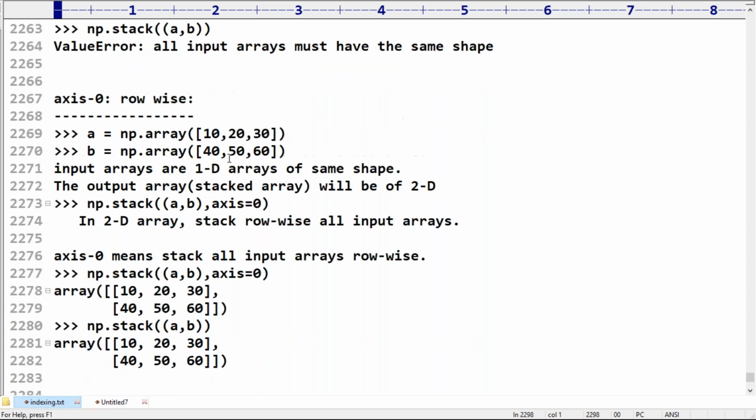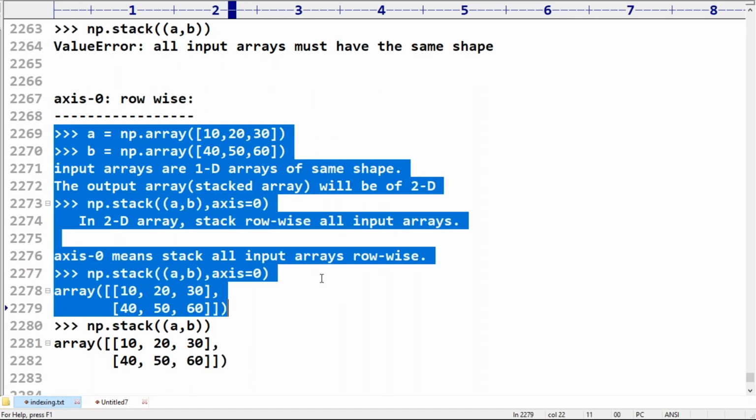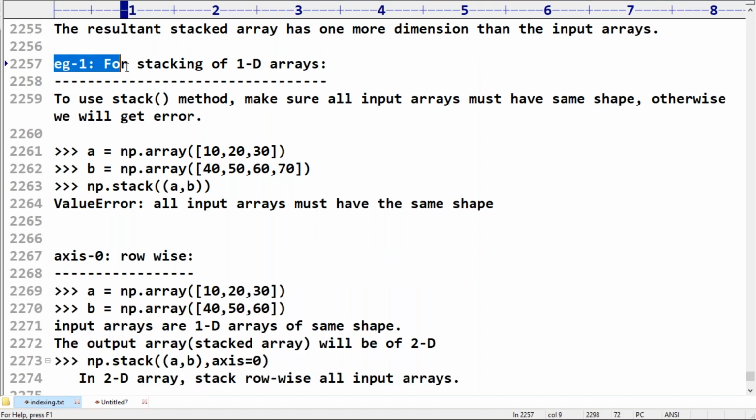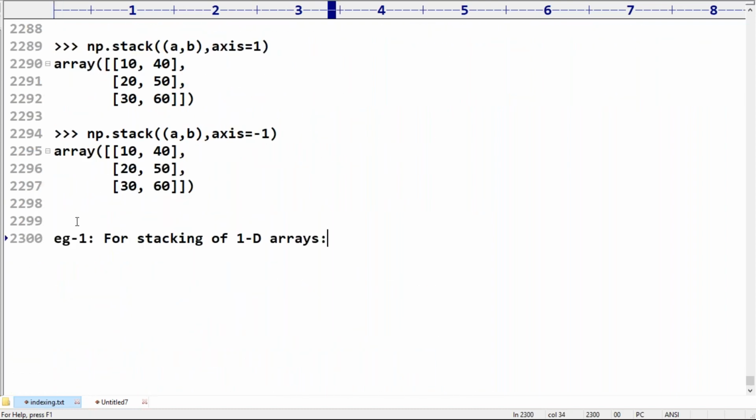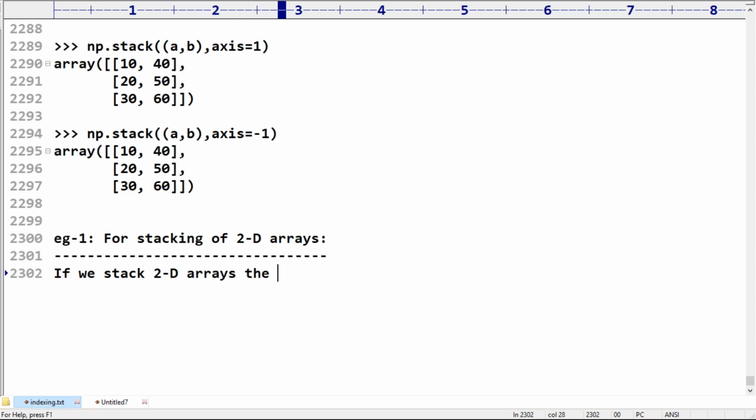Now here I took 1D arrays. Let me go for an example of stacking 2D arrays. If we stack 2D arrays, the result will be a 3D array.